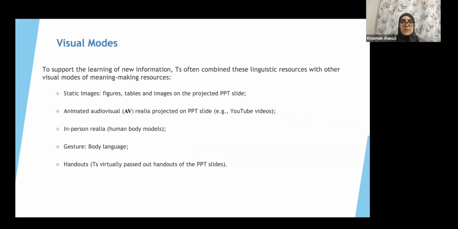Now we are going to see how the teachers use visual modes when teaching medicine. To support the learning of new information, teachers often combine the linguistic resources with other visual modes of meaning-making resources. These include static images, animated audio-visual realia, in-person realia, gestures, and handouts. And these handouts are usually distributed to the students online to give them a chance to read, translate, and understand the topic before they come to the class.